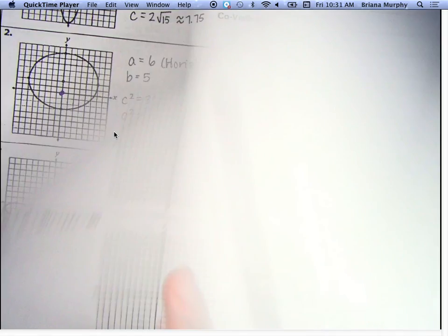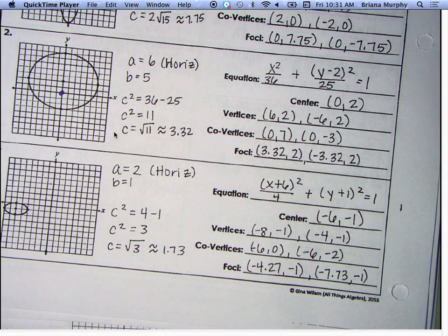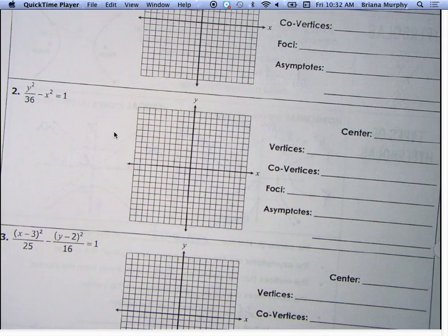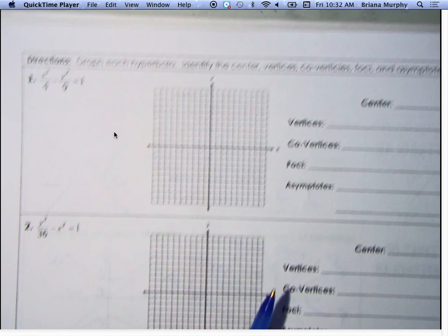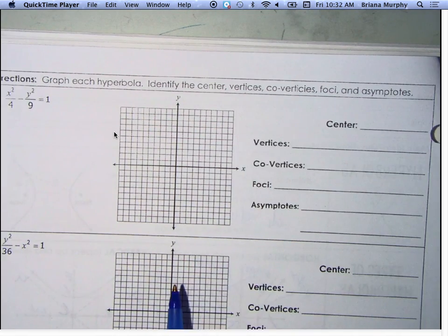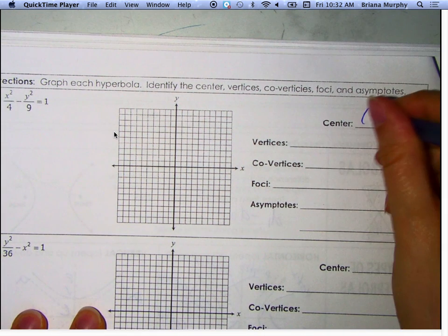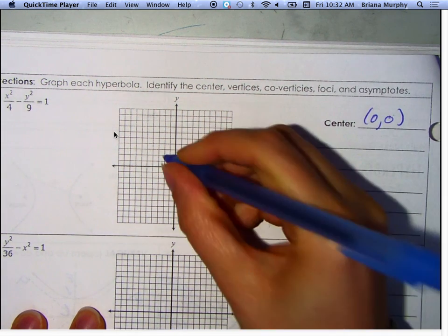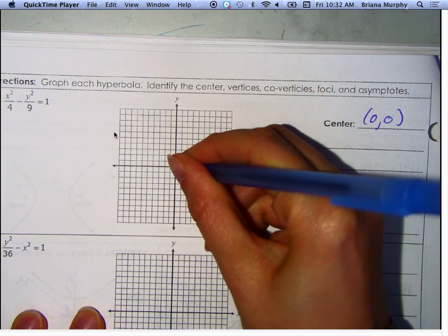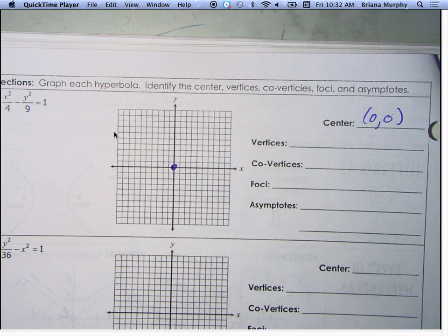We're going to follow all of these steps, okay? Step 1. Is this equation in standard form? Yes. Step 2, what's the center? 0, 0. So let's graph 0, 0, because there's nothing being added or subtracted to the x and y's on top.